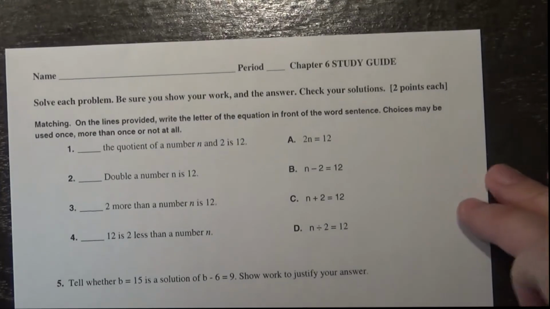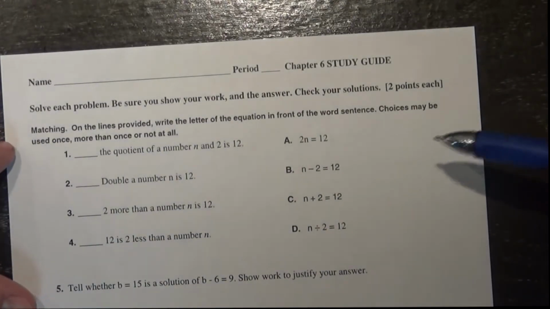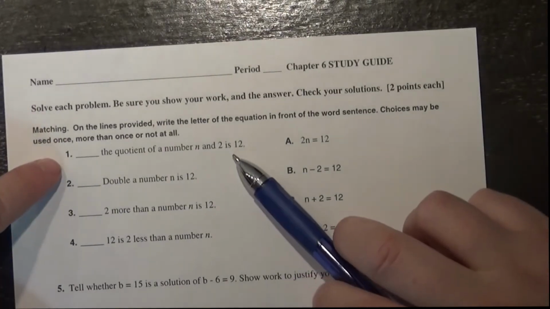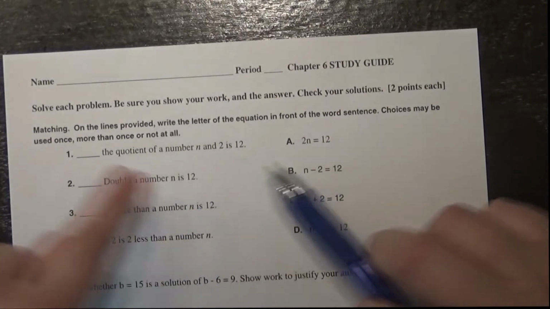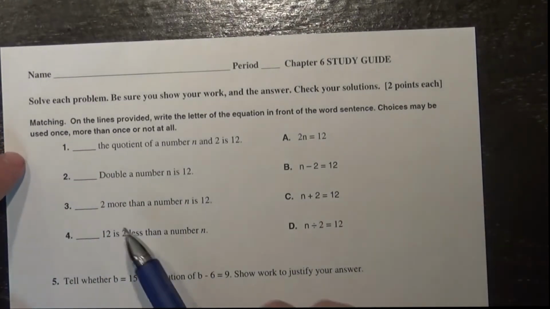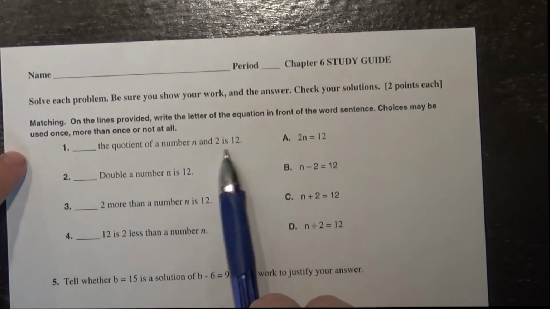So let's get started, starting with numbers 1 through 4. These are all matching questions. As we take a look at it, we want to read carefully the words that we see here and try to match it up with one of these options from the right-hand side. Starting with number 1, it says the quotient of a number n and 2 is 12.